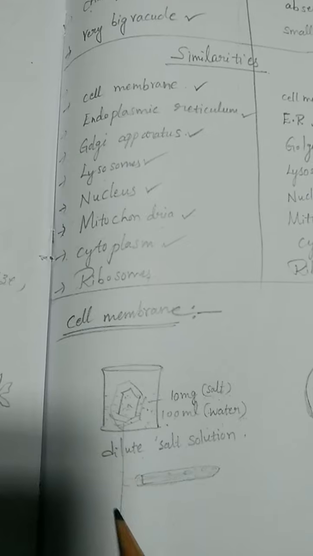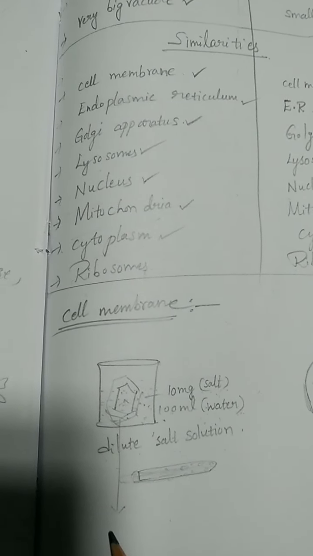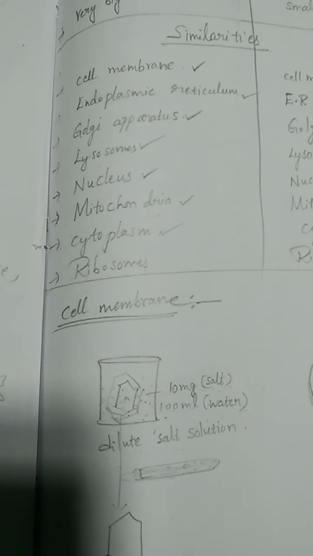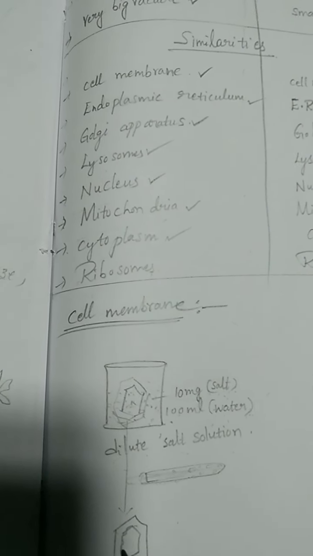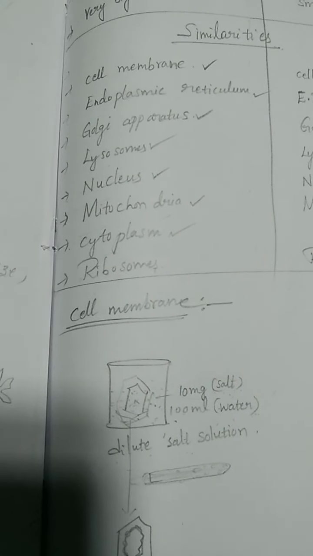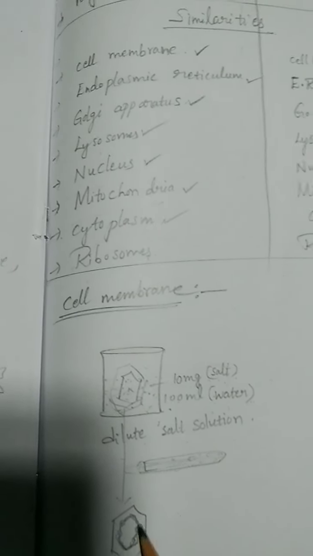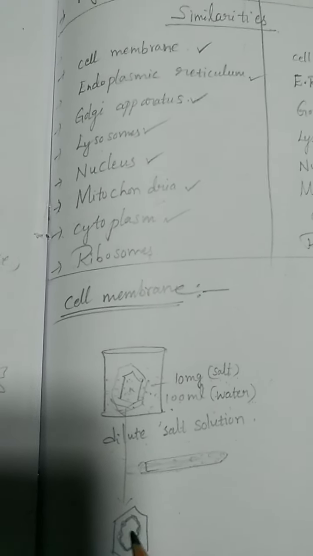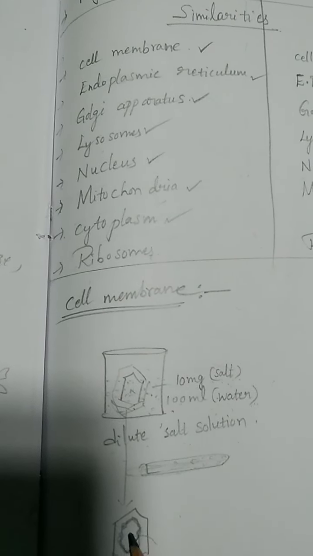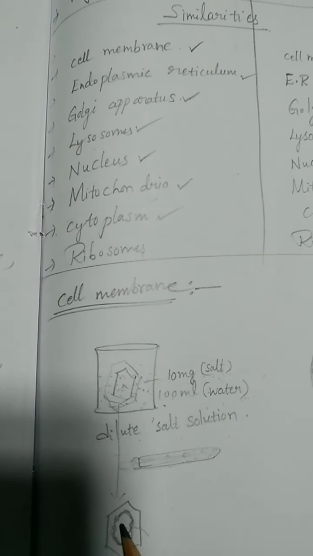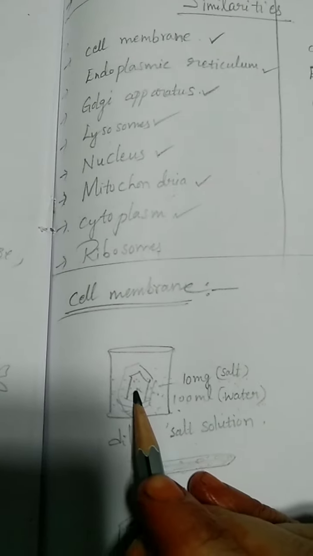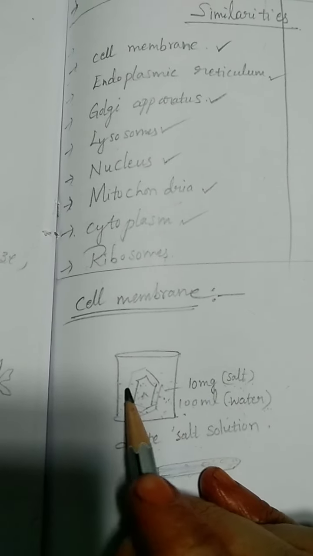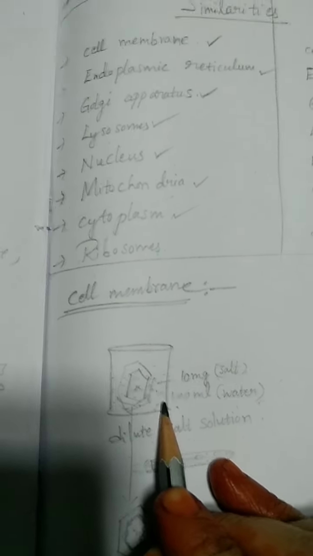By this process, the cell wall is separated from the cell membrane. The cell membrane will shrink. Why is it shrinking? The quantity of water is decreased inside the cell. The water molecules are moving from lower concentration to higher concentration, from the internal environment to the external environment.